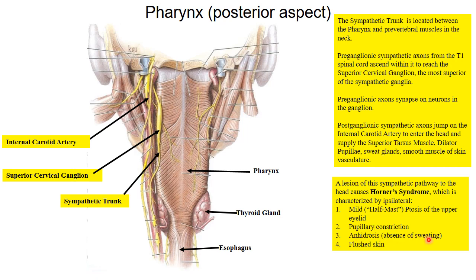Anhidrosis, which is the absence of sweating, or at the very least hypohidrosis, which is reduced sweating, and then again, flushed skin because the vasculature will dilate within the skin. Again, the sympathetic nervous system wants to drive constriction of cutaneous vasculature, and so the vasculature will do exactly the opposite. It will dilate, more blood will flow to the facial skin, and you'll turn red.